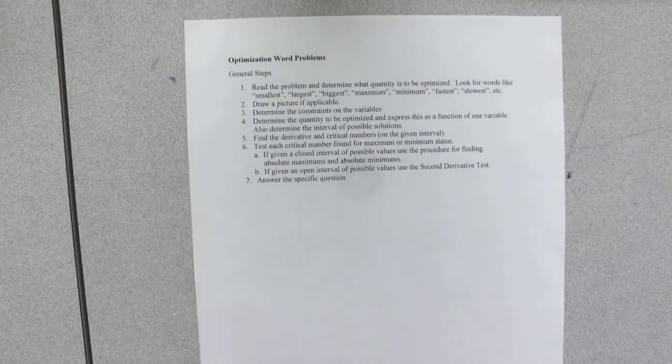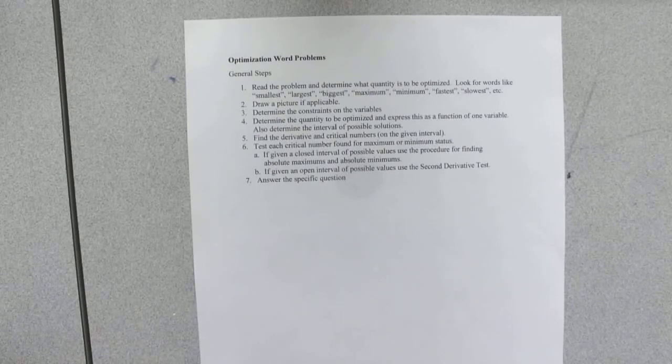3, determine the constraints on the variables. Constraints are physical, real life situations that you must adhere to. One of the most famous types of problems, which we'll be doing first, is a farmer building a field. The farmer in this problem is going to have 750 feet of fencing. That's my constraint. That's how much fencing the farmer has. 4, determine the quantity to be optimized and express this function as one variable. Also determine the interval of possible solutions. And we'll talk about that when we get there.